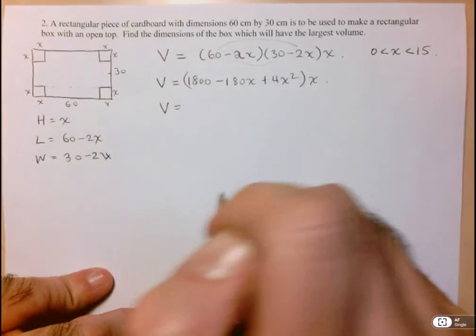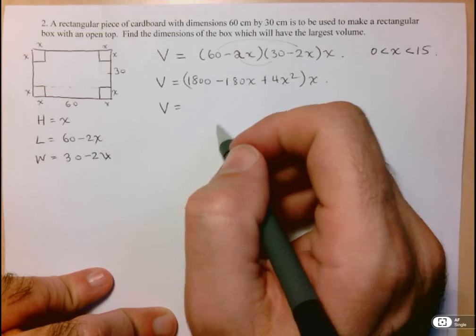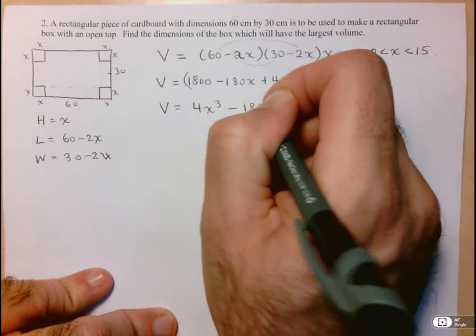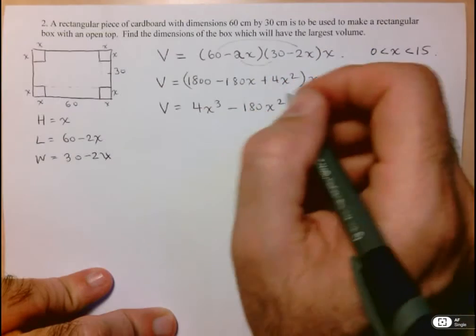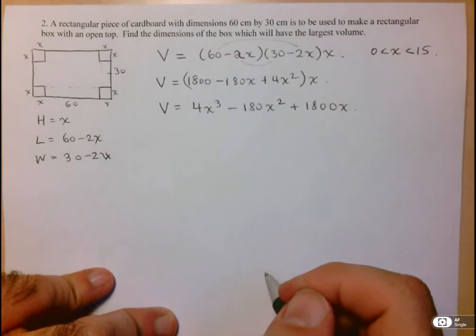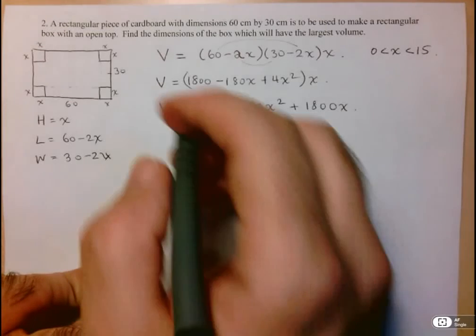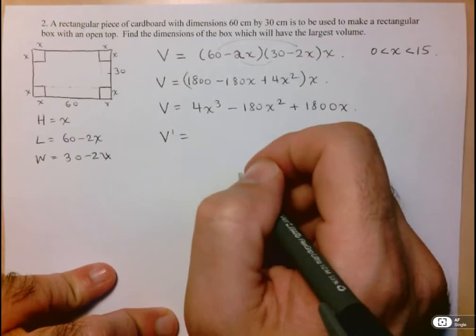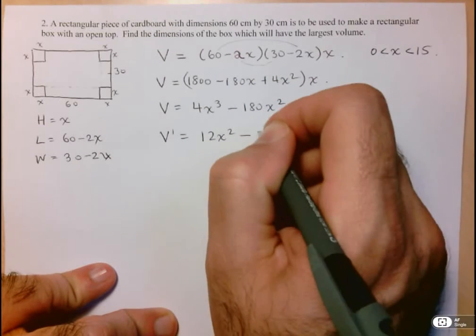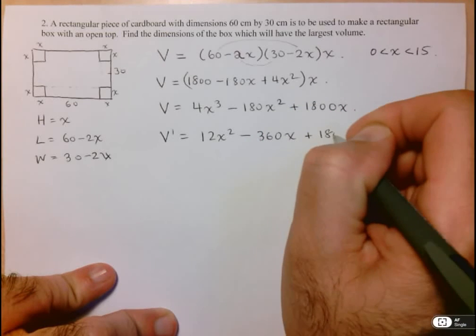My final function here, in order of exponent, is 4x cubed minus 180x squared plus 1800x. Now this would be the right time to take our derivative. V prime, the derivative of V with respect to x, is just going to be 12x squared minus 360x plus 1800.